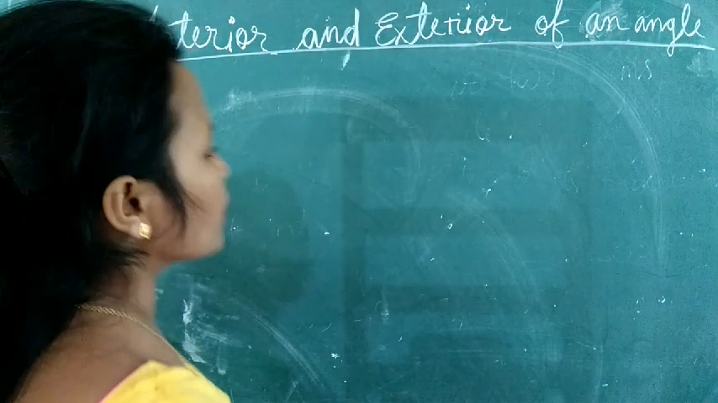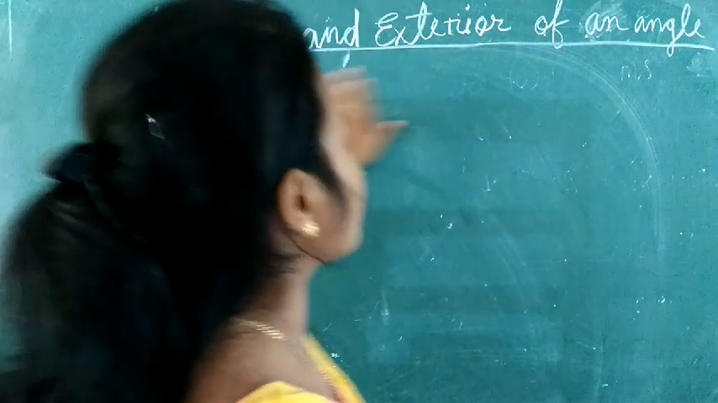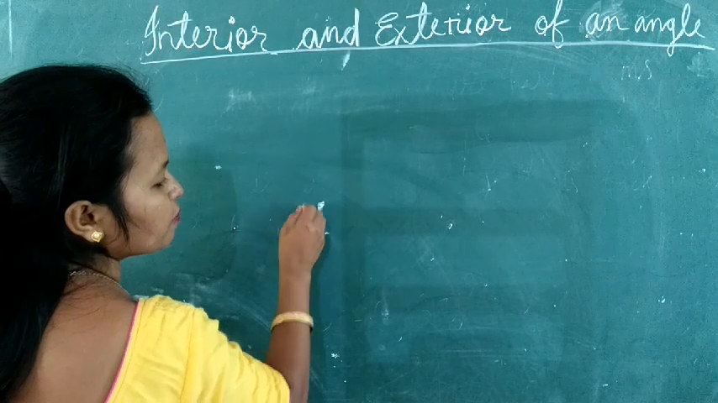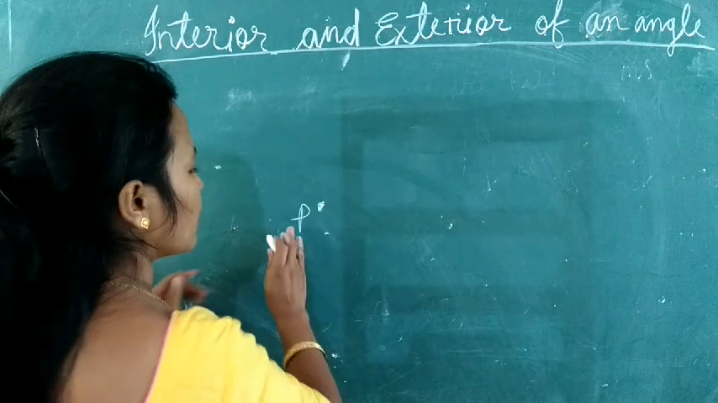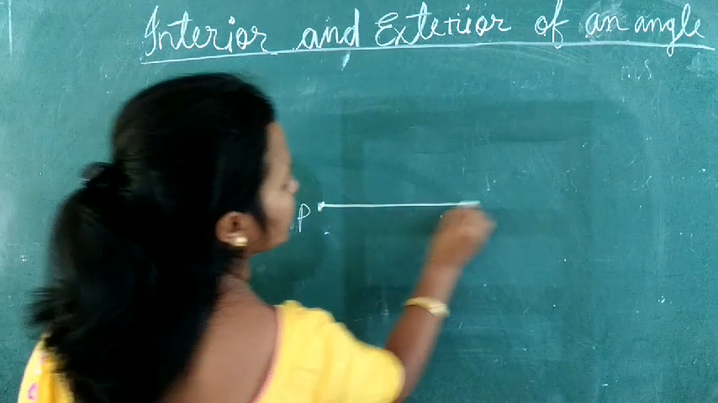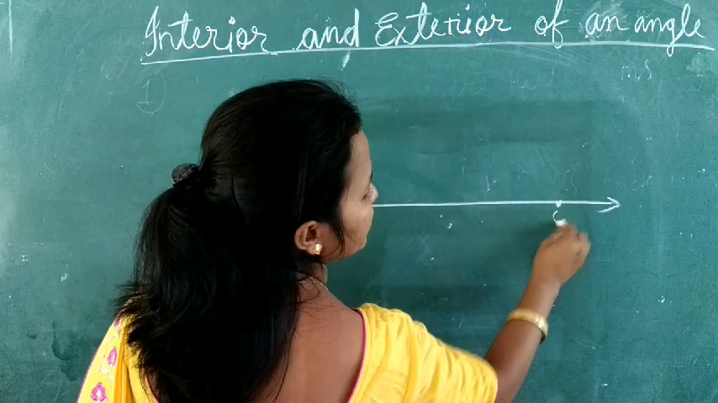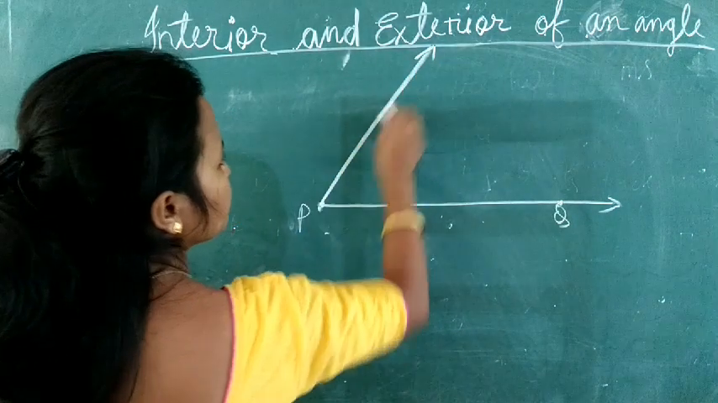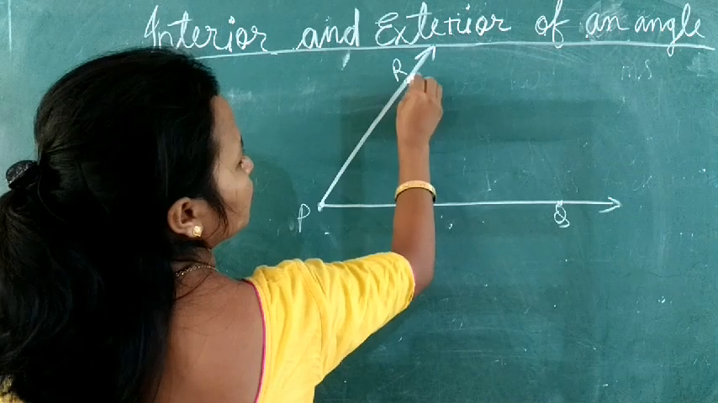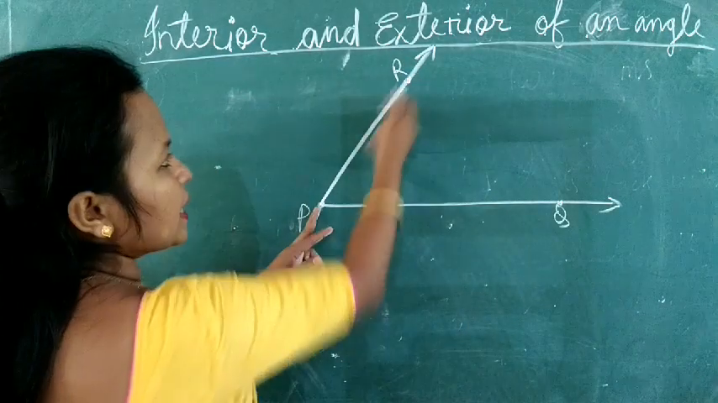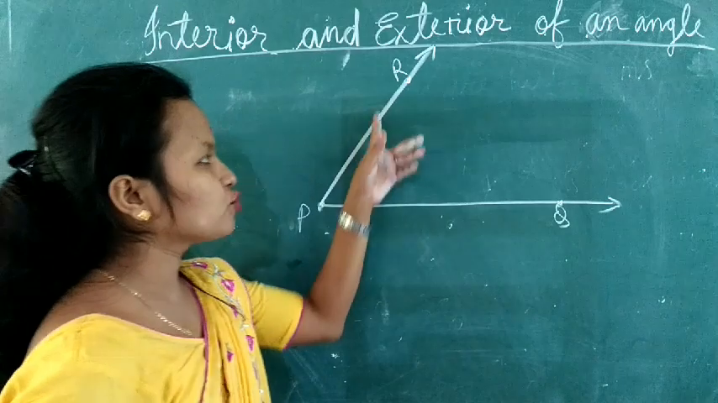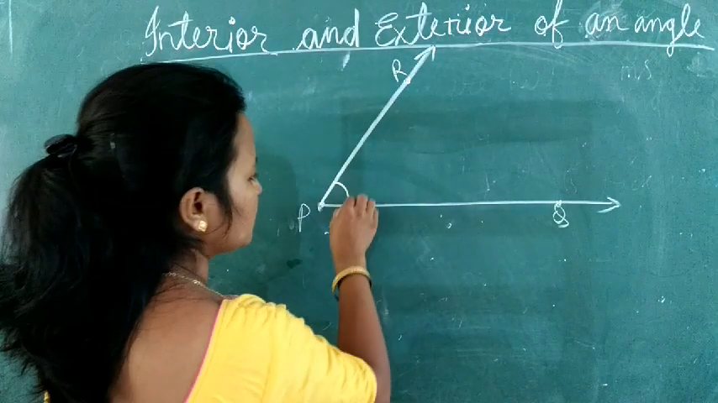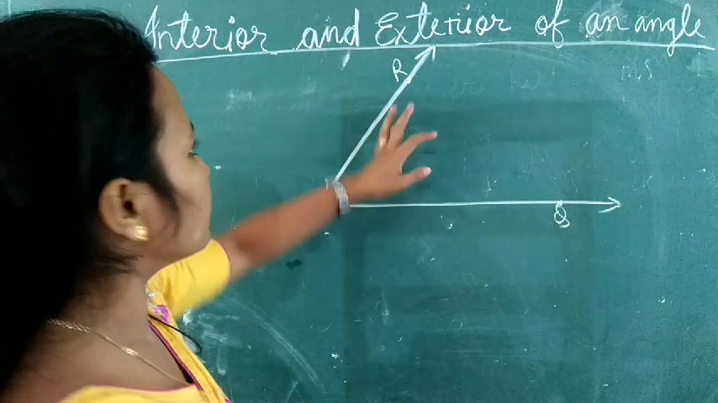You already learned how to draw an angle, isn't it? I am drawing an angle again here, taking another common endpoint, suppose P. From this endpoint, we are drawing the rays PQ and PR. PR is a ray, PQ is a ray. These two rays meet at a common endpoint, that is P, and they form an angle.